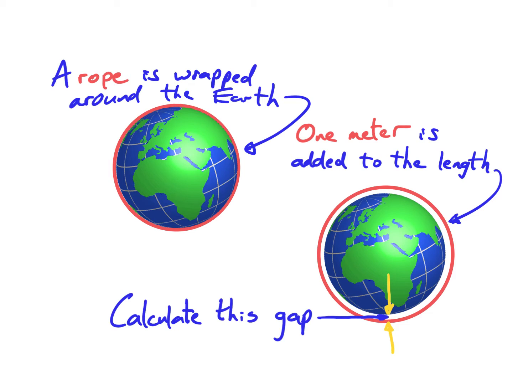A rope is wrapped around the earth. 1 meter is added to the length. Calculate the gap. So the gap we're looking at is the gap between the surface of the earth and the rope.